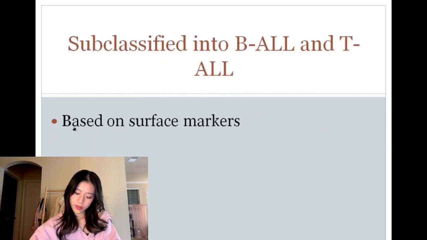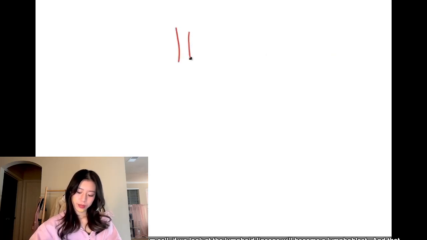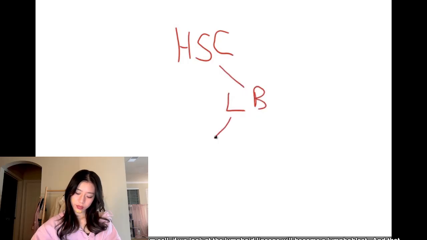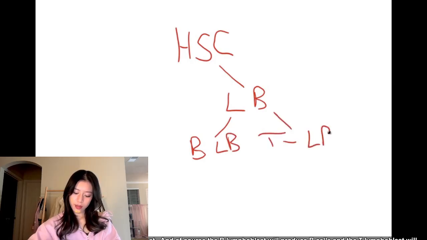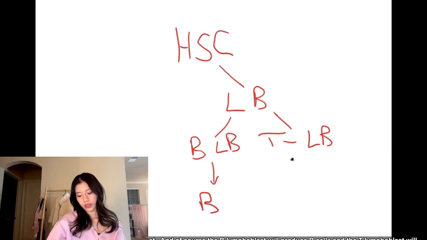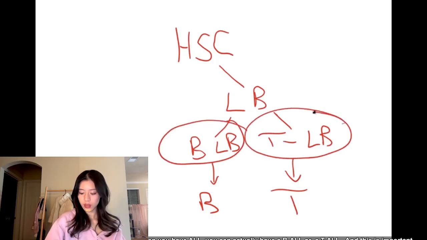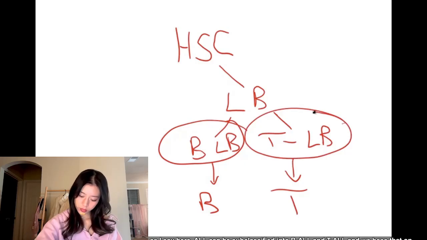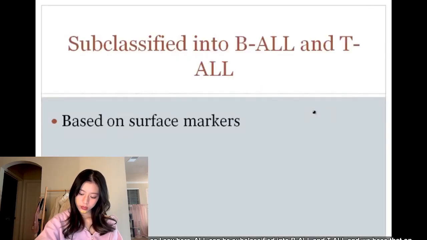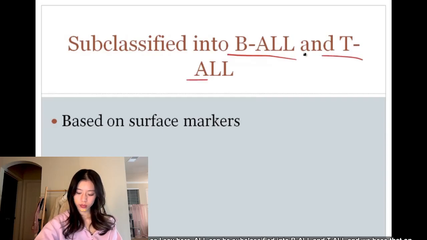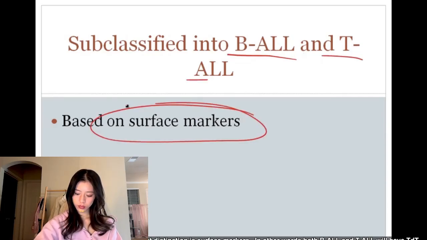Now, ALL becomes a little more complicated in that it can be subclassified into B-ALL and T-ALL. Remember that the hematopoietic stem cell, if we look at the lymphoid lineage, will become a lymphoblast, and that lymphoblast will become a B lymphoblast or a T lymphoblast. And of course, the B lymphoblast will produce B cells, and the T lymphoblast will produce T cells. So what we're saying here is that when you have ALL, you can actually have a B-ALL or a T-ALL. And this is important because it also has some clinical ramifications. So as I say here, ALL can be subclassified into B-ALL and T-ALL, and we base that on surface markers. The way by which we make that distinction is surface markers.